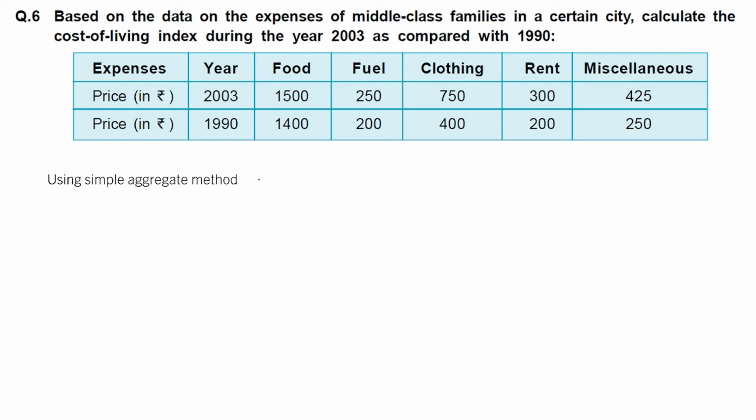So we can use simple aggregative method to find the cost of living index. Using simple aggregate method, we have I 2003 is equal to summation Pn upon summation P naught into 100. I have discussed simple aggregate method in my previous video on index numbers. So the steps required, all these, the video can be referred. Now here using simple aggregate method, the index number for 2003 is given by the sum of the prices in 2003 upon sum of the prices in 1990 into 100.